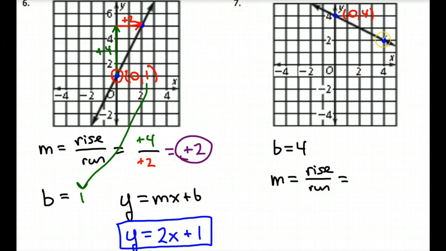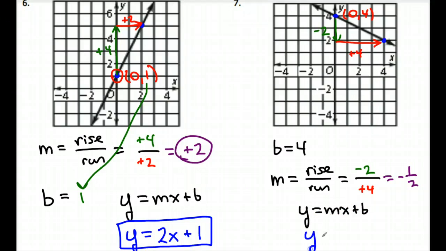And now I'll calculate my rise over my run. If I start with the top point, I need to go down 2 spaces, so that's going to be a negative direction. So my rise is negative 2. And then for my run, I need to move to the right 1, 2, 3, 4 spaces. That's a positive direction. So my run is positive 4. So we have negative 2 over positive 4. That's going to reduce to negative 1/2. So your m value is negative 1/2. And now to write the equation in slope-intercept form, that's going to give us y equals negative 1/2 x plus 4.